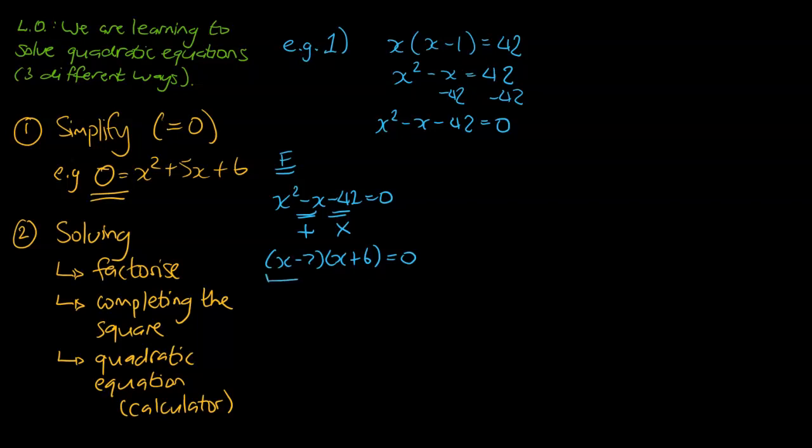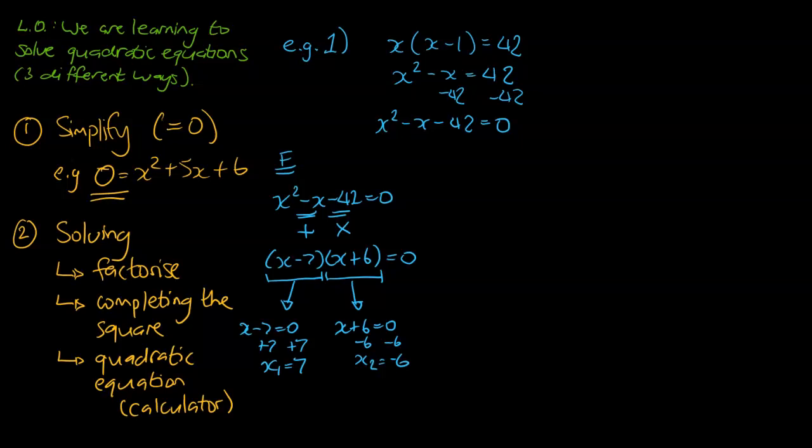Once we've done that, the factorized method, we're really just going to break it down into its two equations. So equation number 1 will always be based on the first bracket. That is x minus 7 is equal to 0. Equation number 2, x plus 6 is equal to 0. And we then go ahead and solve. So we're going to go plus 7 plus 7. So our first answer of x is equal to positive 7. And then we're going to go minus 6 minus 6. And our second answer for x is going to be negative 6.